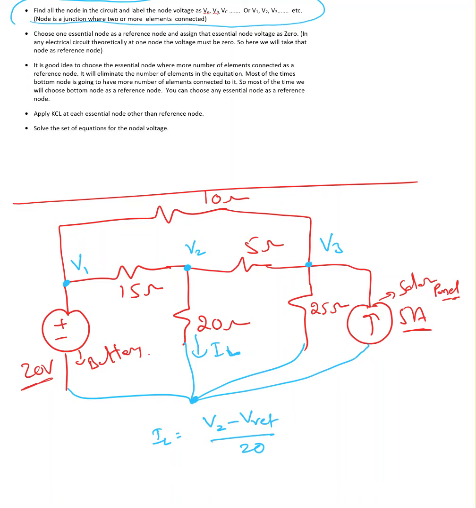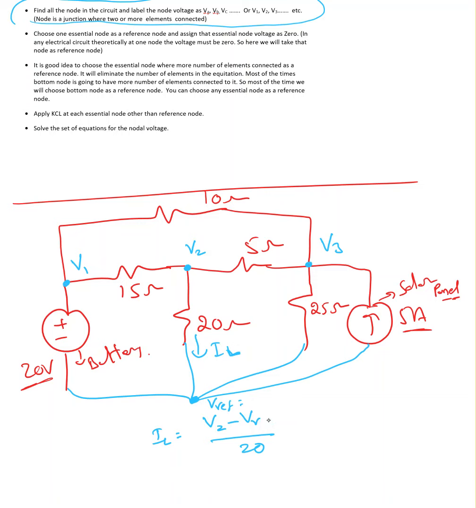Okay, so you can see all the wires are connected at the same node. I can take that as V reference. Okay, now that's our step one. Step one is find all the nodes and label each node voltage as unknown node voltage, V1, V2, V3, and V reference, or V4, V5, something like that.